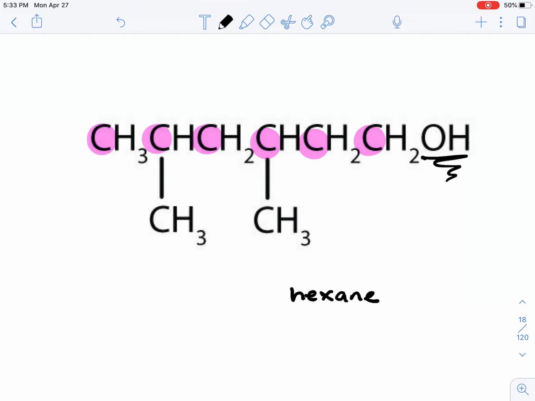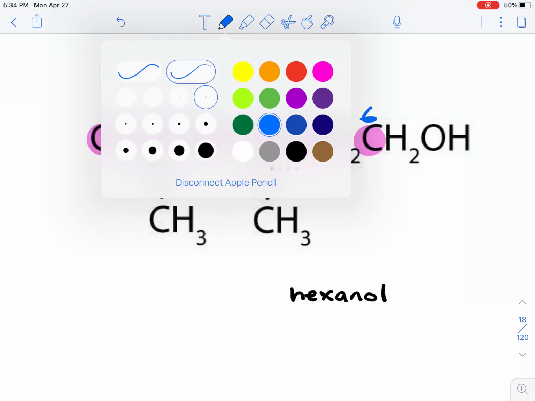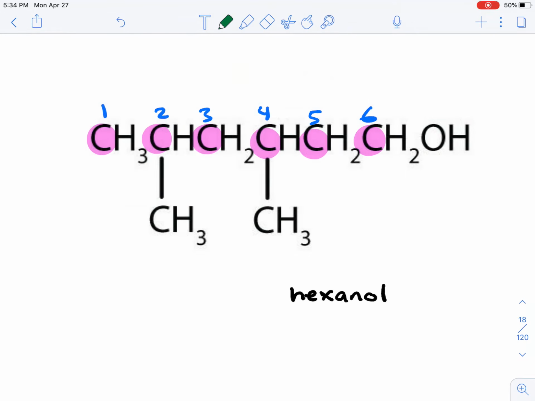So since I have an alcohol present, I'm going to go ahead and erase the E and put in OL to represent alcohol. So here I have hexanol. Now I need to figure out my numbering system. So I'm going to go from left to right. 1, 2, 3, 4, 5, 6. And then I'm going to go from right to left. 1, 2, 3, 4, 5, and 6.